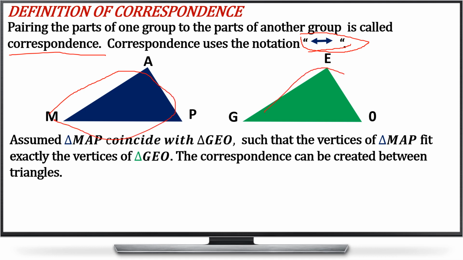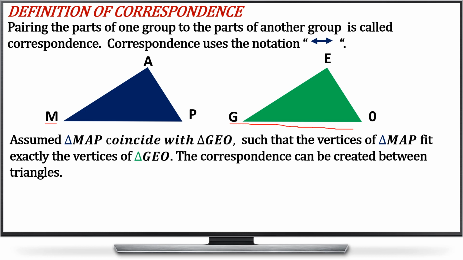coincide with triangle GEO. When we say coincide, ang ibig sabihin nun, yung triangle, ay pag pinagsama natin sila, saktong-sakto. Magkalapat po sila. Walang overlapping, walang sobra. Saktong-sakto po sila sa isa't isa. Such that the vertices of triangle MAP fit exactly the vertices of GEO. So magiging coincide lamang po sila kung yung vertices ng triangle MAP ay katulad din po ng triangle GEO. Ibig sabihin nun, sakto yung kanilang pwesto.